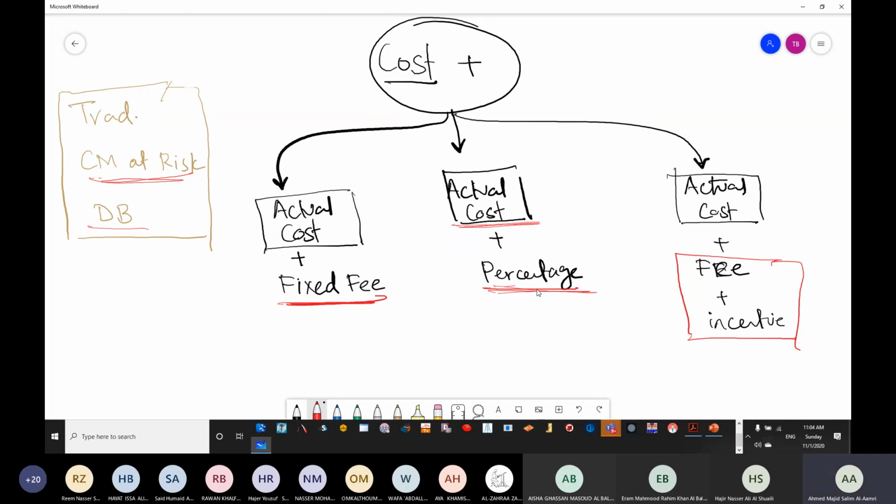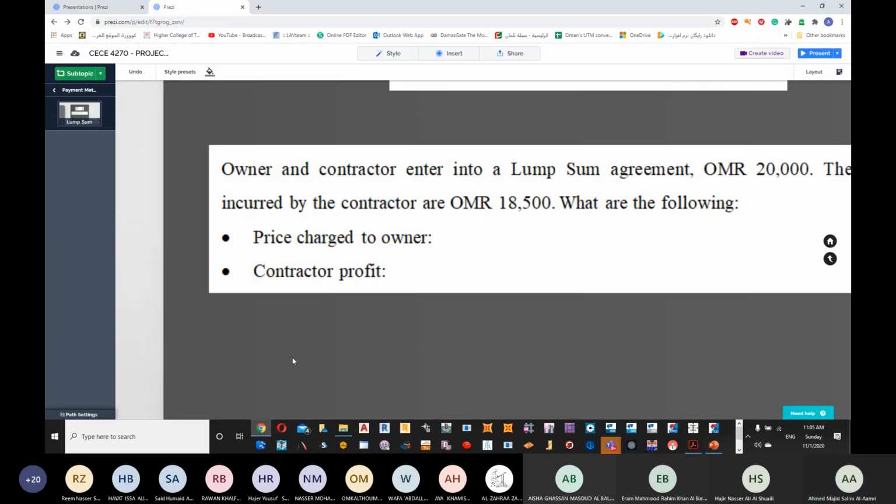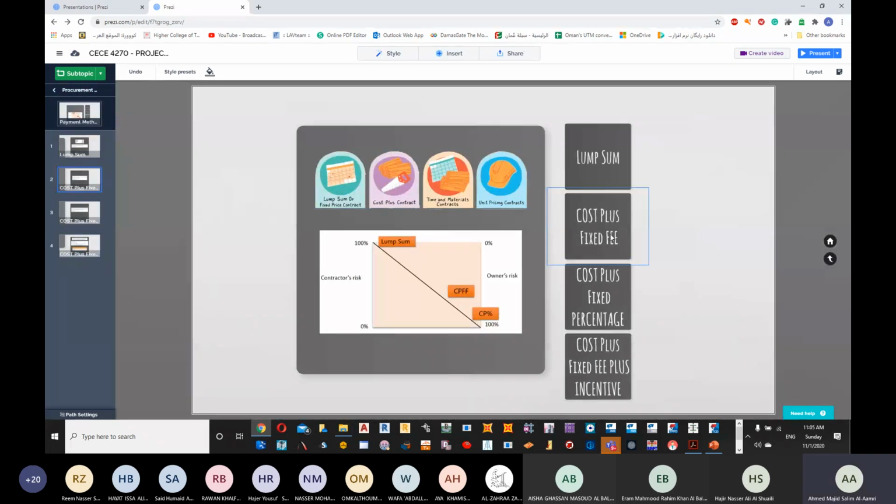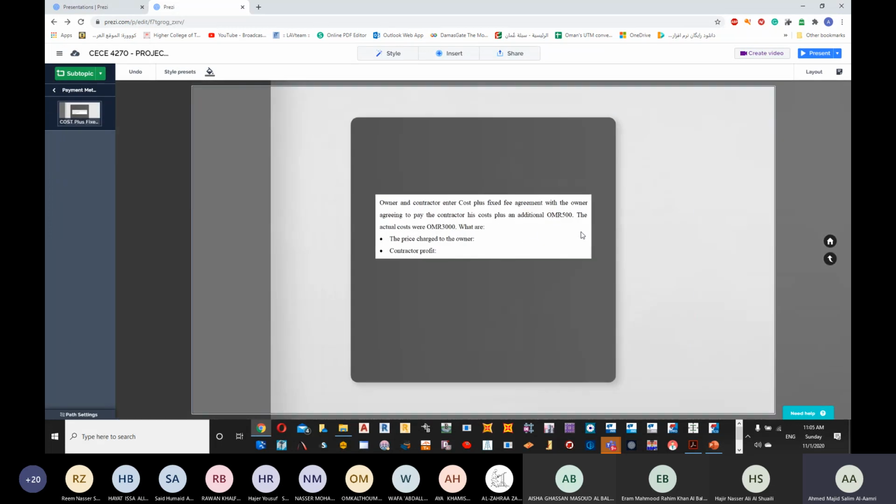Okay, now we'll go through some examples so we'll understand. If you look at cost plus, we have three methods: cost plus fixed fee and cost plus fixed percentage. There is another one, cost plus variable percentage, but we are not going to cover it. And cost plus fixed fee plus incentive. So we are going to go for cost plus fixed fee.